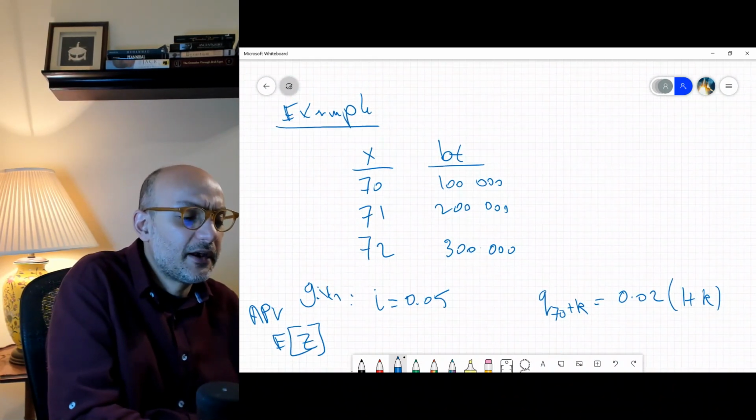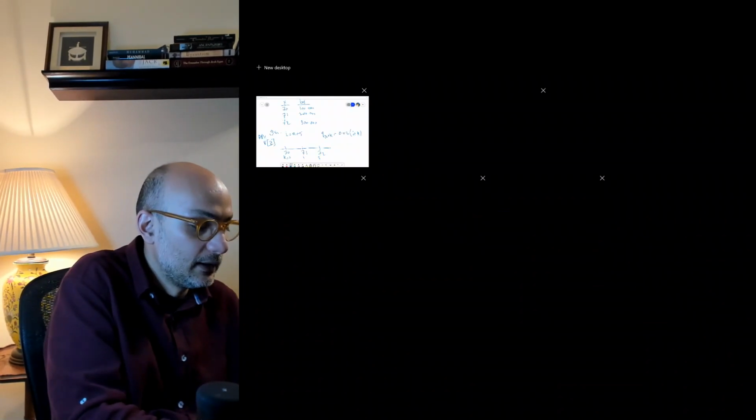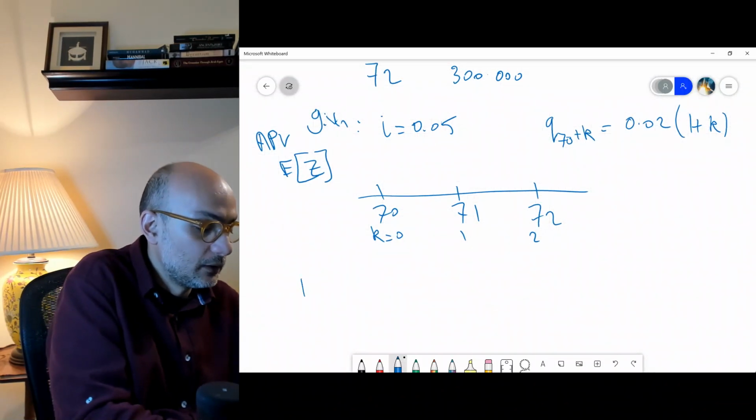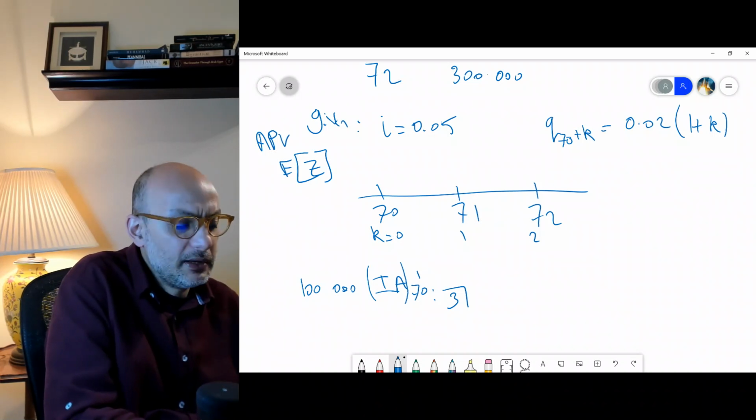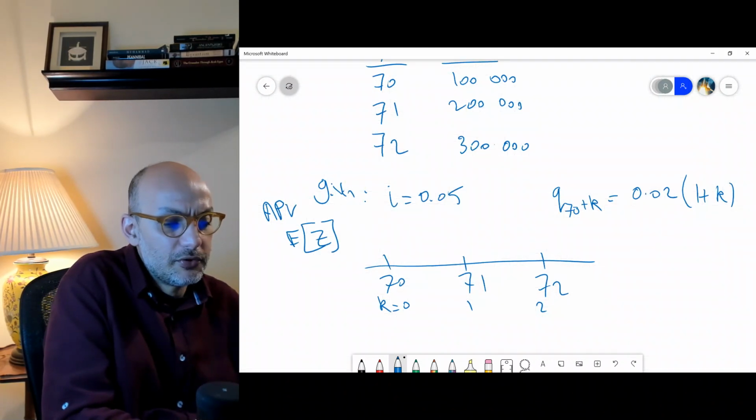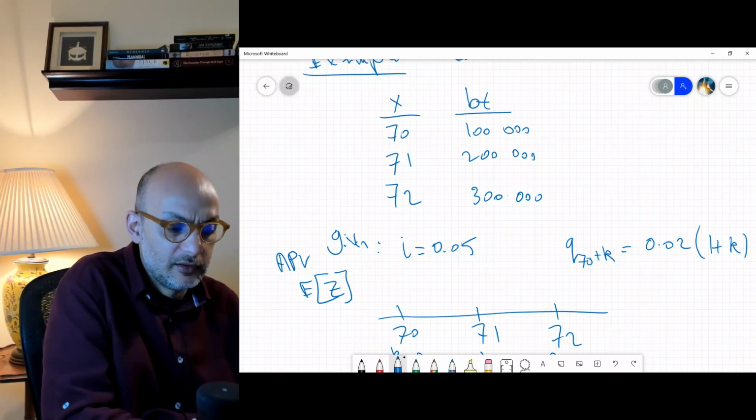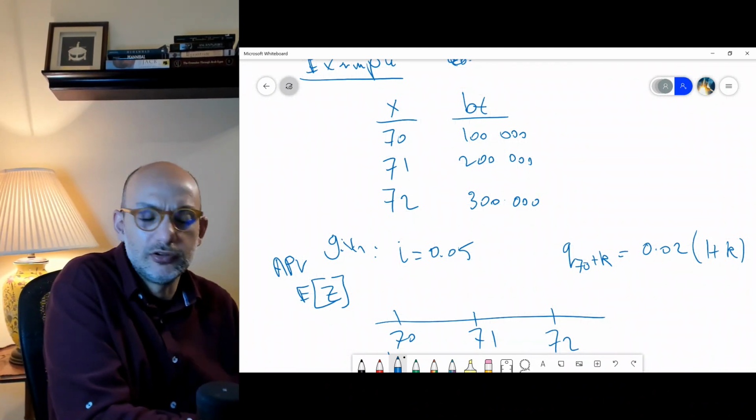You can try to write this one as 100,000 times (IA) for age 70 for 3 years, right? But let's not complicate it. Let's not use this; I don't want too many formulas, but it should make sense. So let's try to solve it directly without using hard notations.